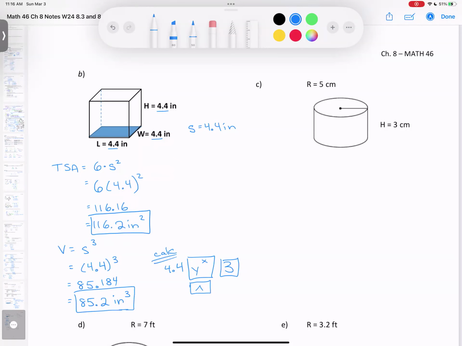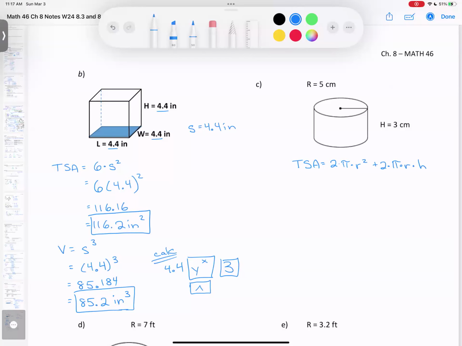Okay, let's try another one. This time we've been given a cylinder. And so let's start with total surface area. And let's just get the formulas set up, and then I'll get you to try it on your own. So let's look at the formula. Total surface area for a cylinder, I see, is 2 times pi times r squared plus 2 times pi times r times h. Okay, so you can input your values for r and h.